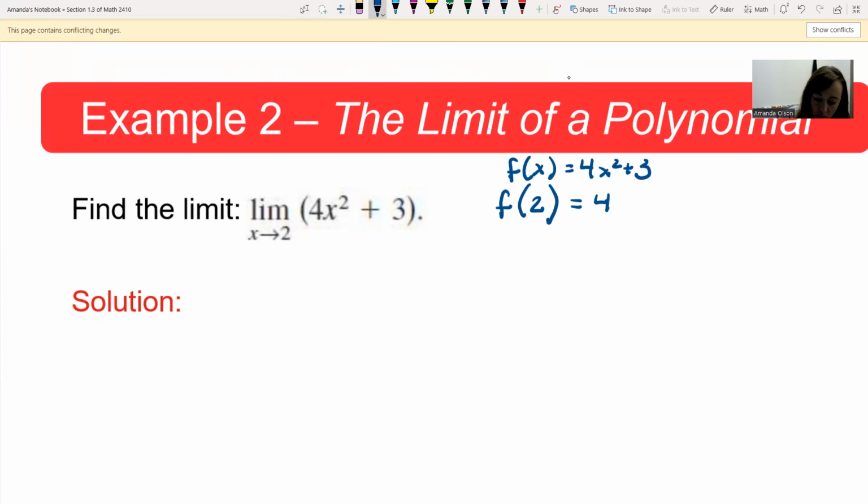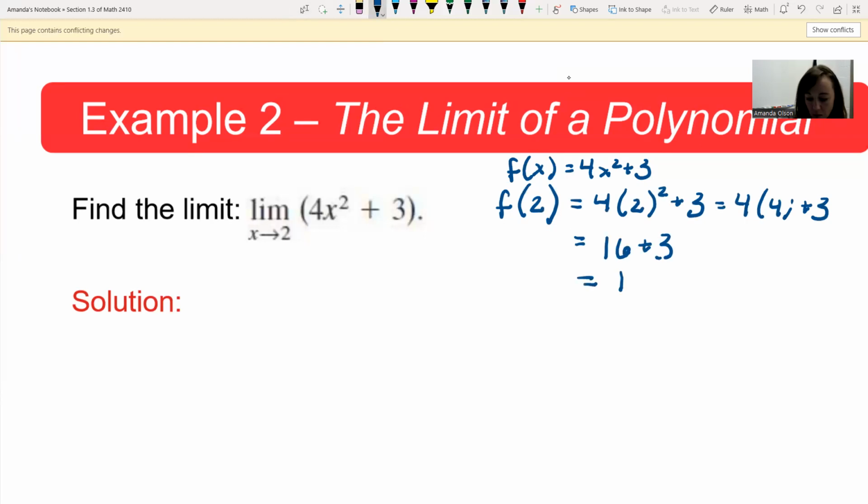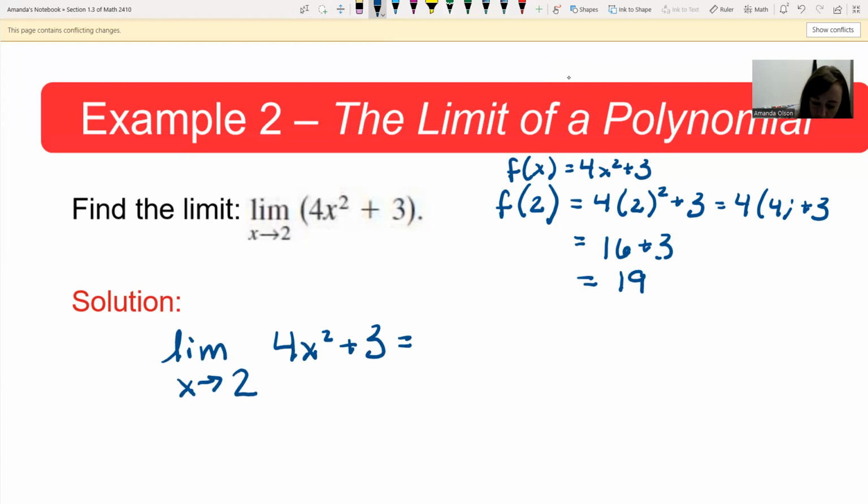Well, in that case, that's going to be 4 times 2 squared plus 3. That's going to be 4 times 4 plus 3. And that's going to be 16 plus 3, or 19, right? So we can then say the limit as x approaches 2 of 4x squared plus 3 is equal to 4 times 2 squared plus 3, which is equal to 19.